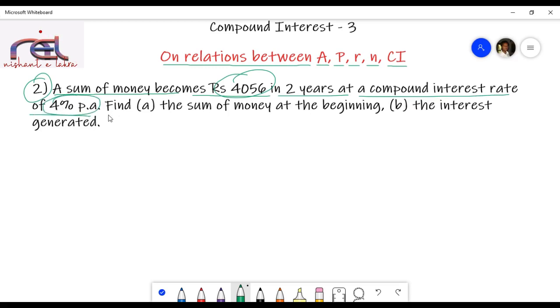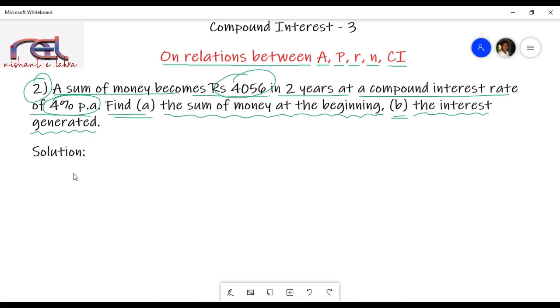What do we have to find? We have to find the sum of money at the beginning. And we also have to find the interest generated, how much interest is generated. I hope you understand the question. Let us see how to solve this problem.